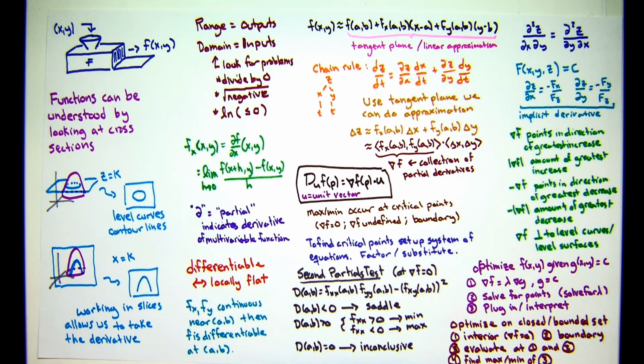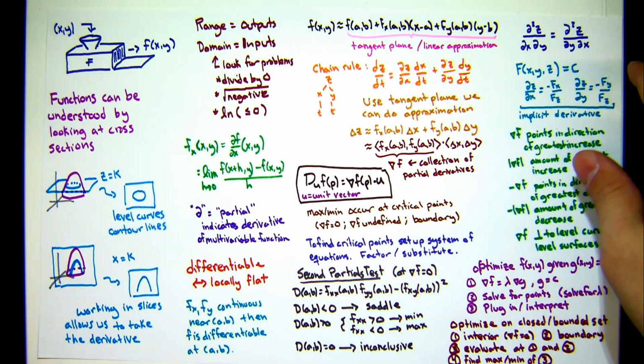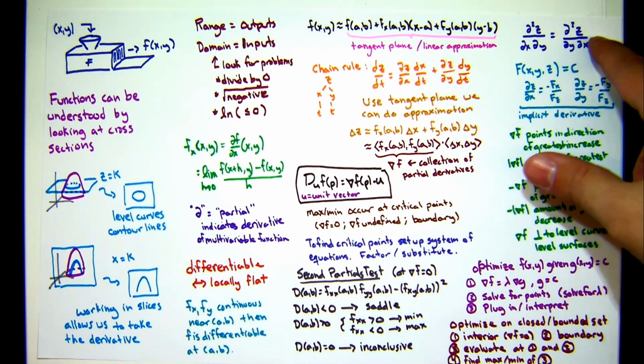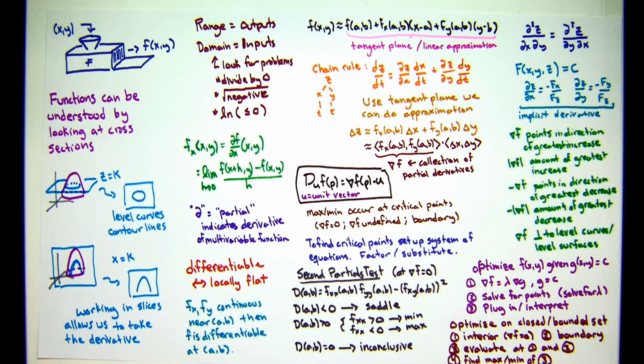Okay, before I jump into optimization, let's talk about two things. You have this notion of mixed partial derivatives. You can always assume that the derivative with respect to x and then with respect to y is the same as the derivative with respect to y and then with respect to x. So in other words, the order you take derivatives won't matter. We're going to give you nice functions to work with.